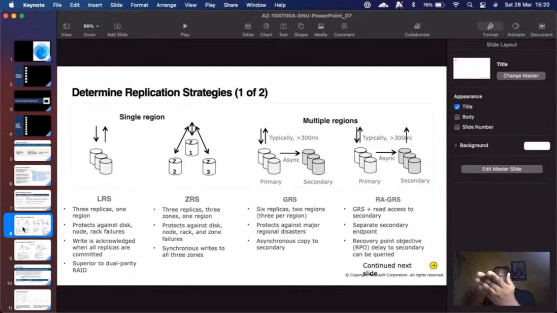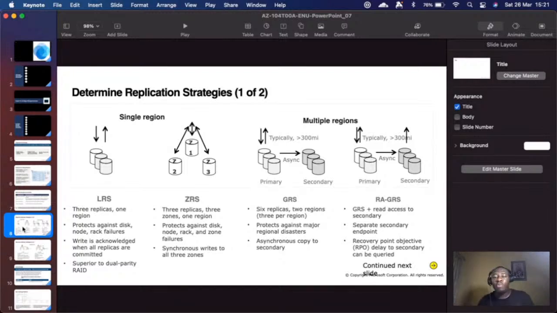Now, what does it mean when you talk about local redundant storage? What does that mean? It means that you have three replicas of that particular storage or file in one region. So for local redundant storage, you have three replications of the same file in one region.